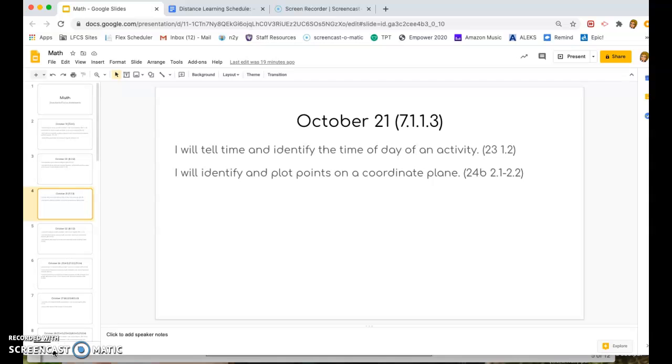These are the things we're going to be doing today. Telling time and identifying the time of day of an activity, and identifying and plotting points on a coordinate plane. So we've done both of those activities before, so this will be a little bit of a review. I'm not going to spend a ton of time on that. We are going to just get busy right away. All right, let's start out with our time of day activity.